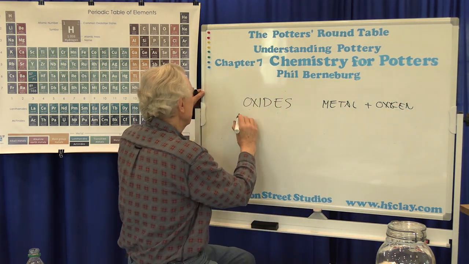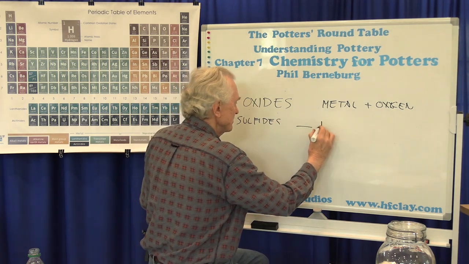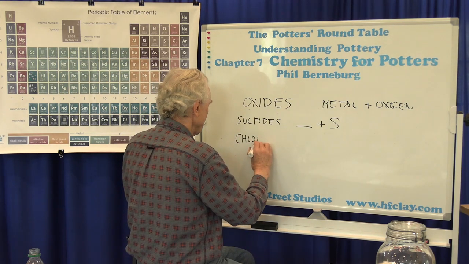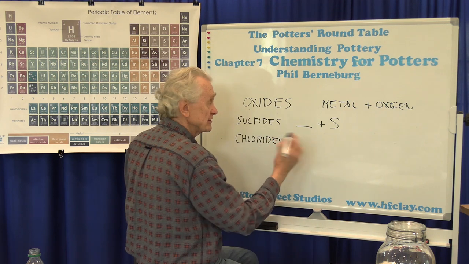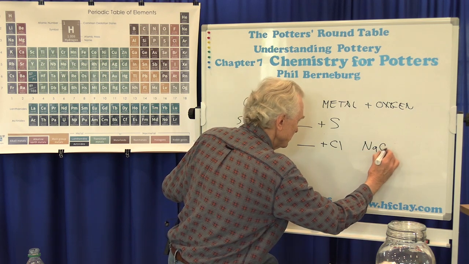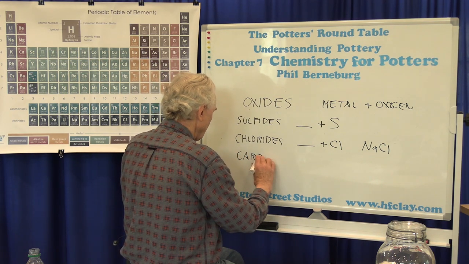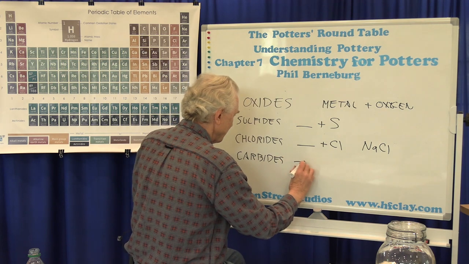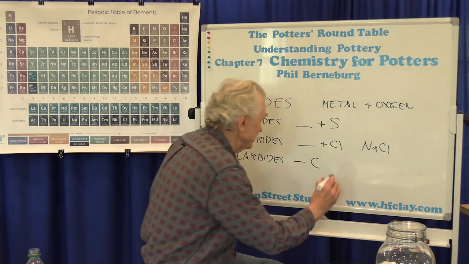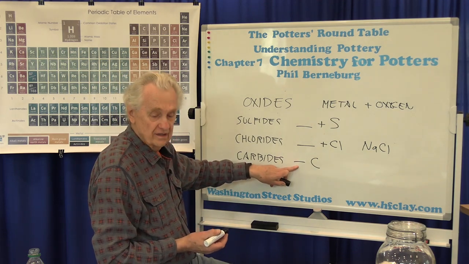And then there are sulfides. These are something plus sulfur. And then there are chlorides. We just had an example of a chloride. That's something plus chlorine, like sodium chloride. There are carbides. That's something plus carbon. A good example, which we use, is silicon carbide. We have silicon carbide kiln shelves. That's a carbide, silicon plus carbon.